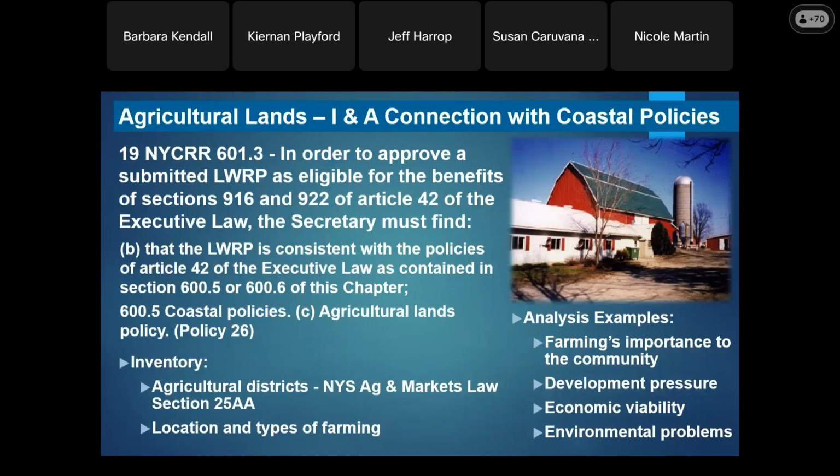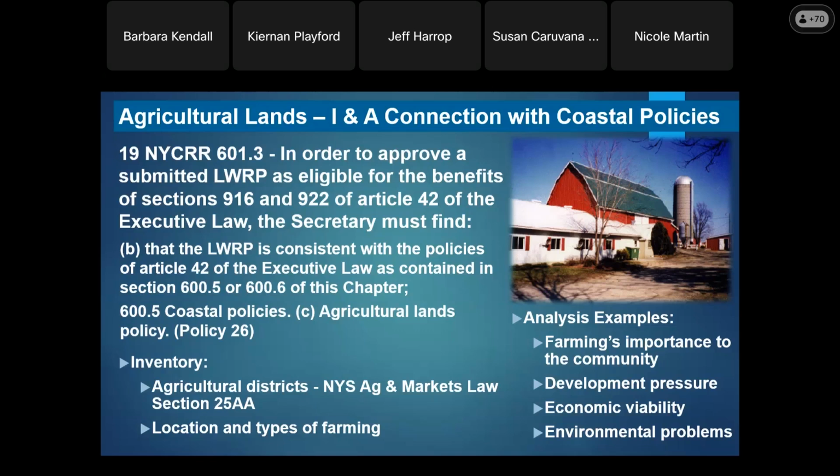Another thing to include in the inventory is agricultural lands. Agricultural land can be important to the community for economic factors, landscape character, as an open space resource, and/or because of community history and image. Agriculture is not included in Section 915A through F. However, information must be included in the LWRP because of the requirement in 19 NYCRR 601.3 that the LWRP be consistent with the coastal policies. Of the coastal policies, policy number 26 addresses agricultural lands.